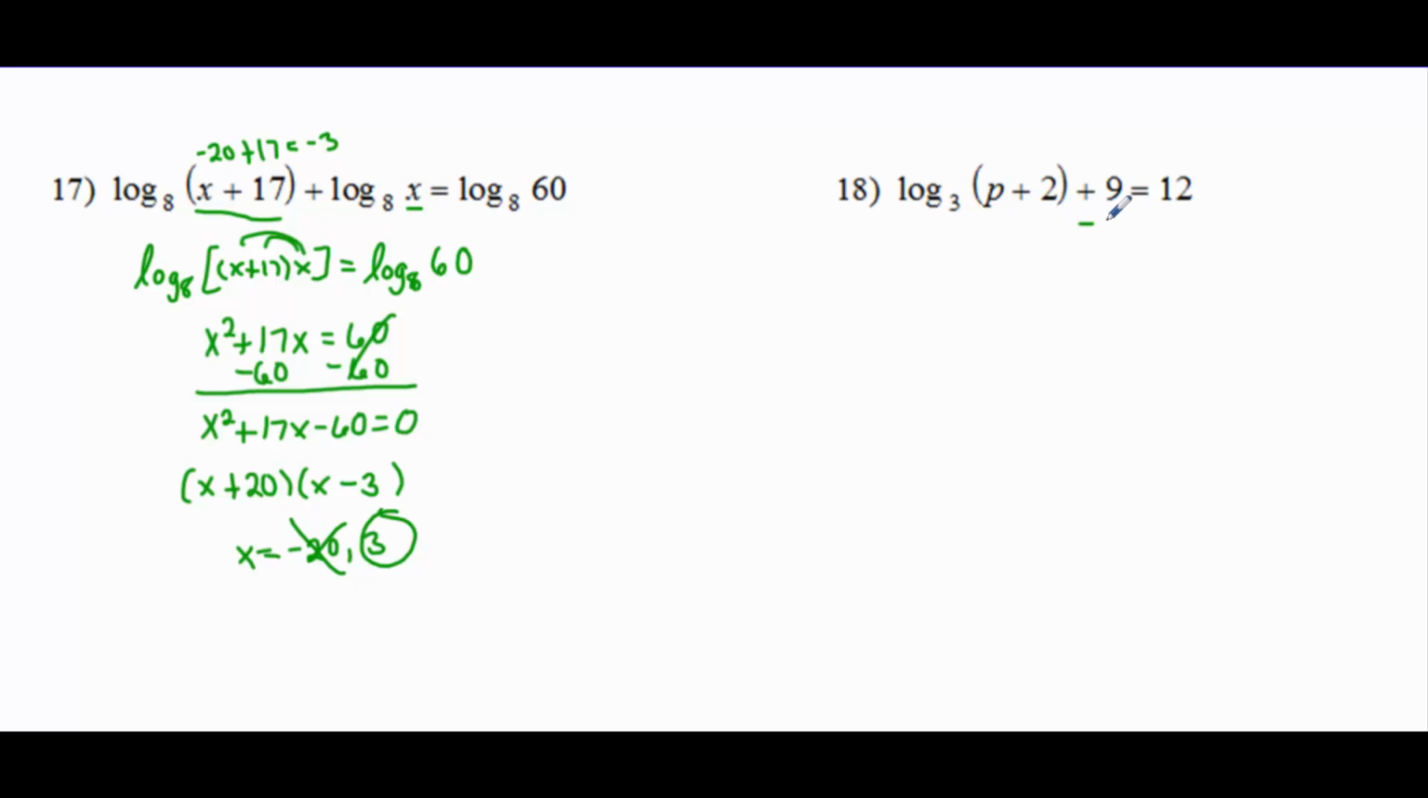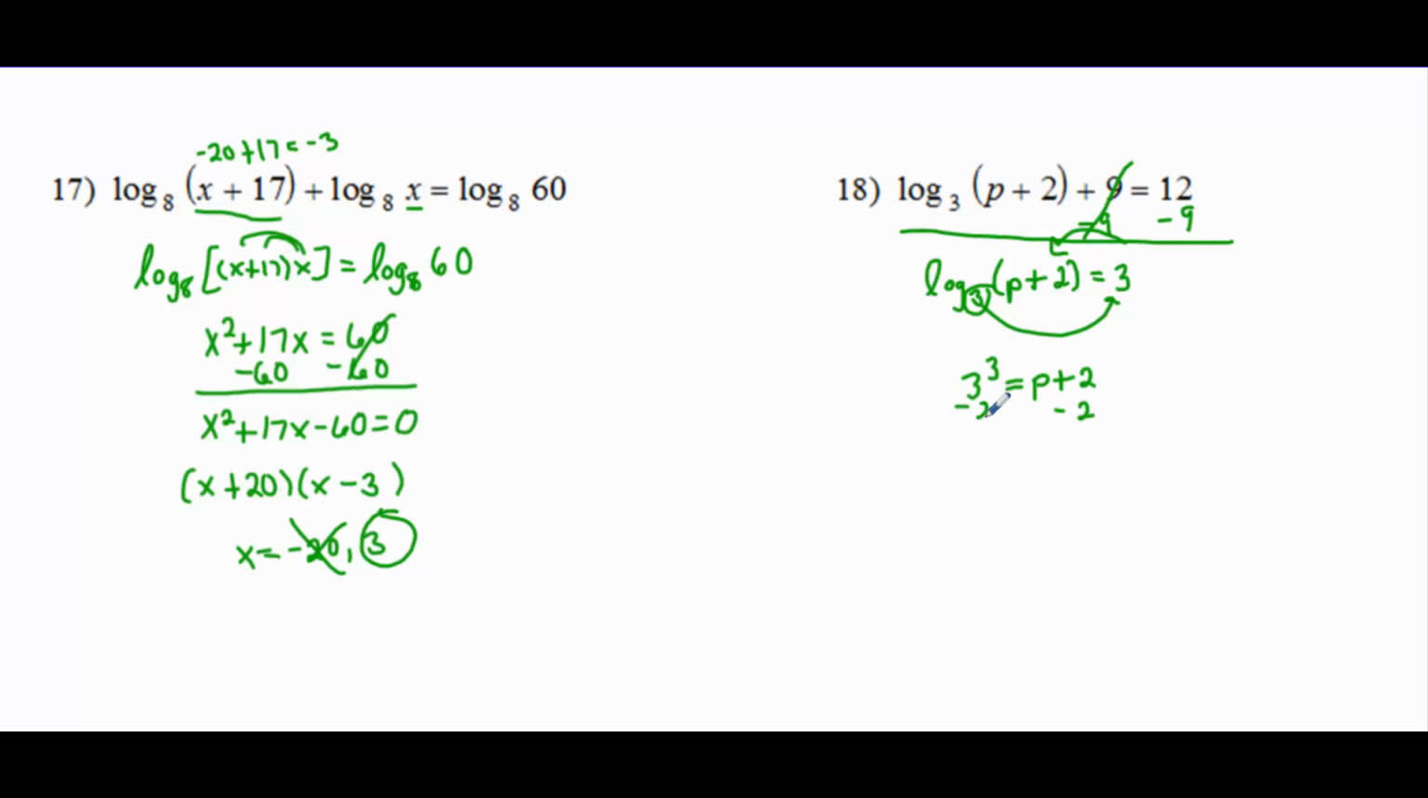On 18, I'm going to subtract 9 from both sides before I do anything else, because I want to get my logarithm by itself. And then, since there's only one logarithm, I'm going to rearrange this. So 3 cubed equals p plus 2. So then I subtract 2 from both sides and get 27 minus 2, which is 25.